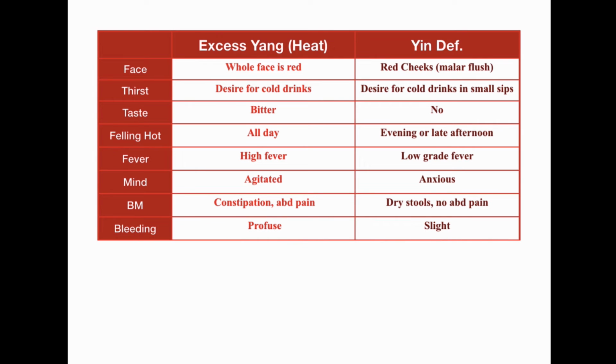When it comes to yang excess, we could have profuse bleeding. So if someone has very heavy bleeding, maybe nosebleeds or heavy menstruation bleeding, and they feel hot all the time, that's an excess yang. But if it's slight bleeding, like very light menstruation, let's say, with feeling hot just at night, that's usually more of a yin deficiency, for example.